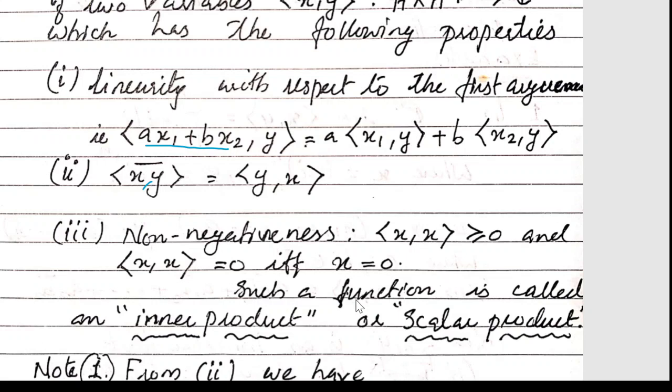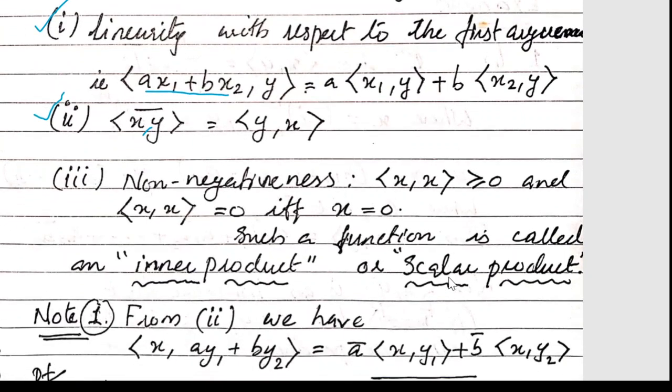I repeat, the first condition is linearity with respect to the first argument. Second one, conjugate symmetry, that is (x, y) conjugate is equal to the inner product (y, x). Next, non-negativeness. Non-negativeness means the inner product (x, x) is always greater than or equal to 0, and (x, x) equals 0 if and only if x equals 0.